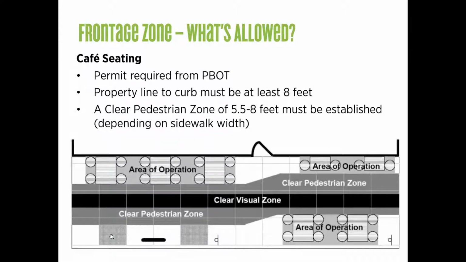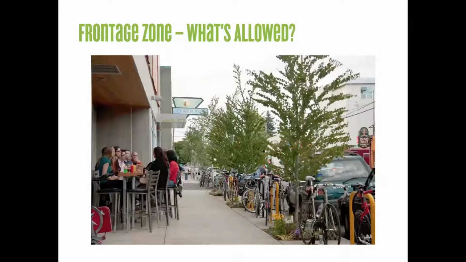So you can see in this example on the left-hand side, there's some tree wells, there's a bike rack, some signage that would not allow the seating in the furnishing zone, so the frontage zone is where they chose to have that. Here's an example from Williams District.